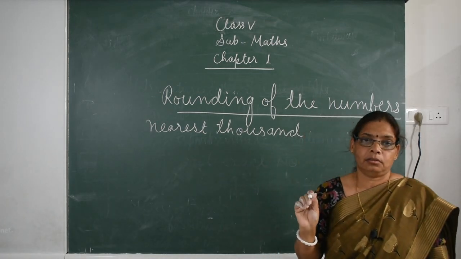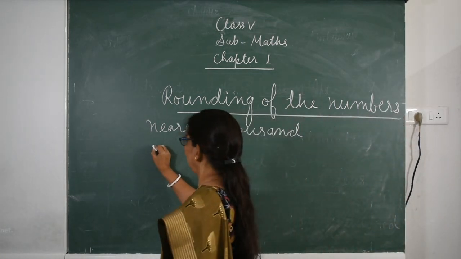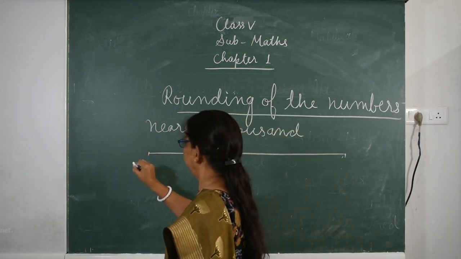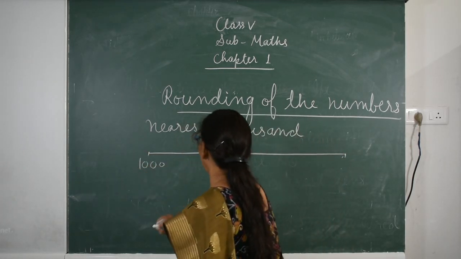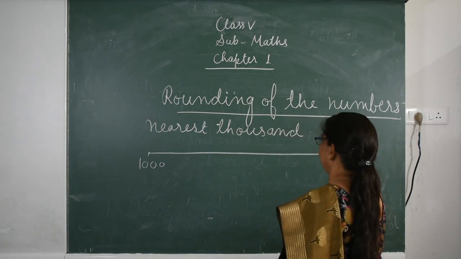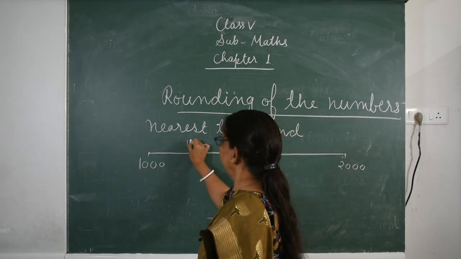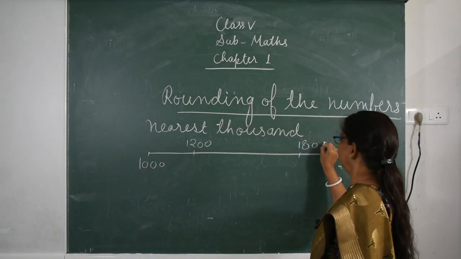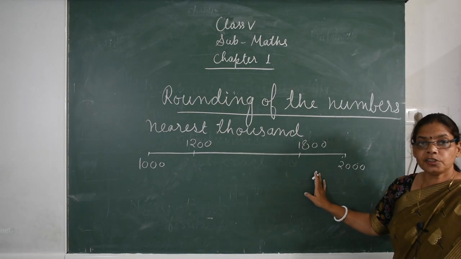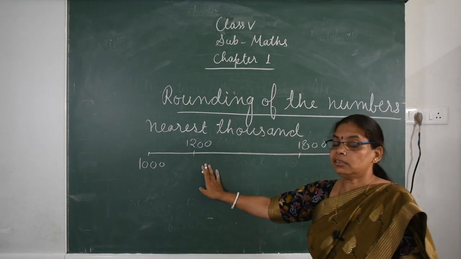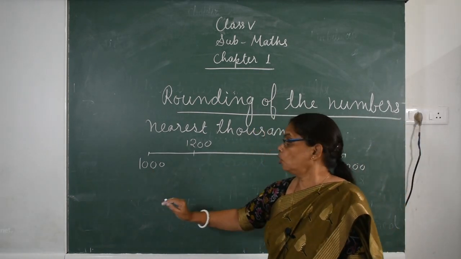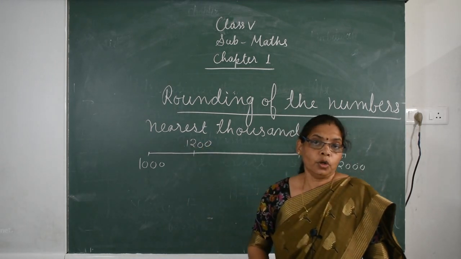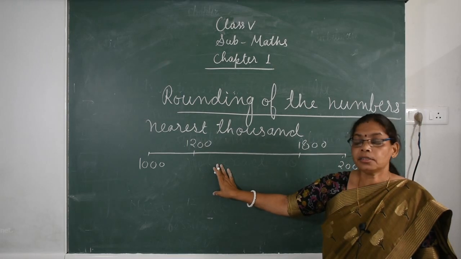Nearest 1000. So we see from the number line, 1000, 2000. Take for example 1200 and 1800. 1800 is nearest to 2000 and 1200 is nearest to 1000. First we read and count the places: ones, tens, 100, 1000. So this is rounding to the nearest 1000.